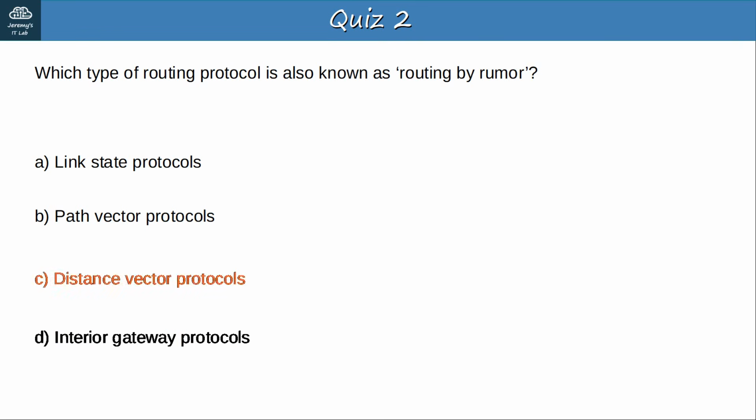The answer is C. Distance vector. Distance vector protocols such as RIP and EIGRP operate by telling neighboring routers which routes they know and their metrics to reach those networks. This is known as routing by rumor.